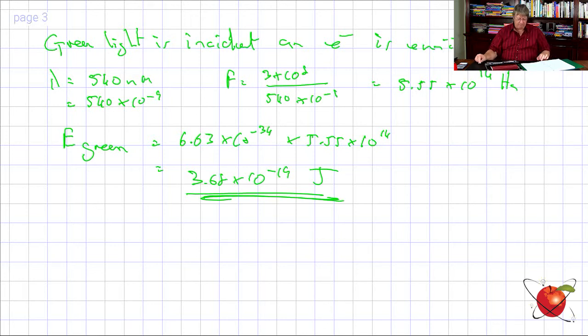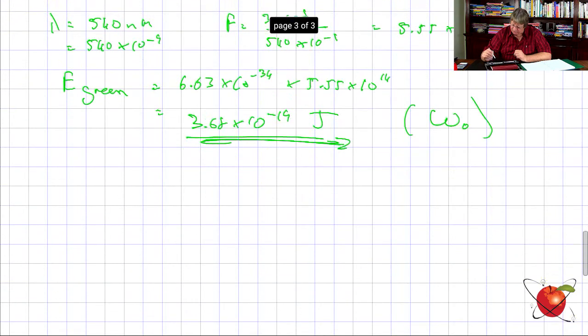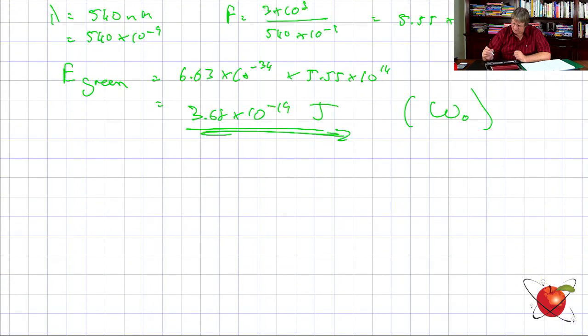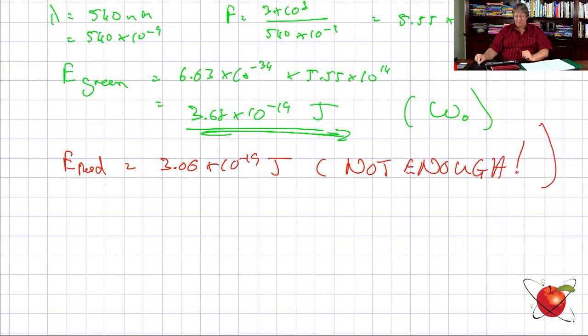What does that mean? Okay. That means that it's emitted. That probably in the question is actually the work function. But let's have a look. The energy in a green photon, so it needs that amount of energy to be emitted. Now let's go back and say, but hang on, we've only got 3.06. Let's look. The energy of the red is equal to 3.06 times 10 to the minus 19 joules. It's not enough. It's not enough to get the electron.